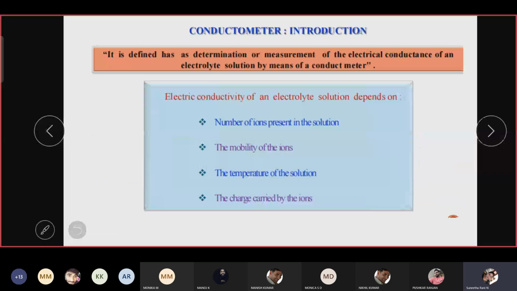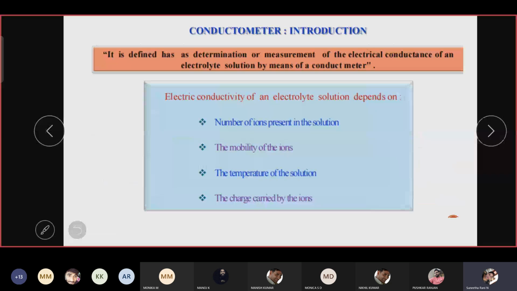There are two platinum chips in the conductivity cell, kept exactly 1 centimeter apart. Whatever the ions are conducting between these two chips is what we are measuring. According to Ohm's law, which is the principle behind this experiment, what is Ohm's law?